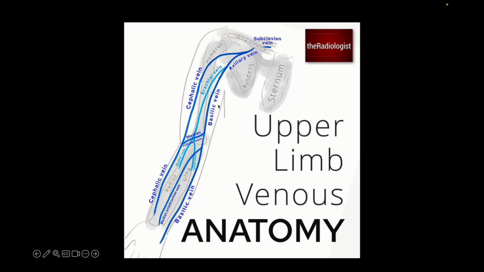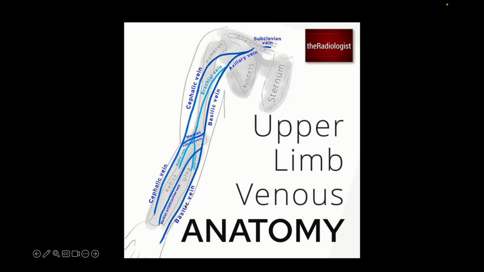The veins have a deep and superficial component. The deep component mirrors the arterial anatomy, so I won't go through that. For the superficial component, you've got the cephalic vein, which is on the outside of the arm, the vein that pops out in people with big muscles. That connects to the deep venous system at the level of the subclavian vein. So actually it comes under the clavicle and then joins back around here.